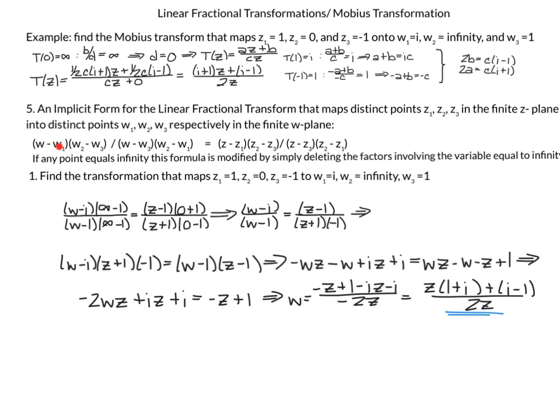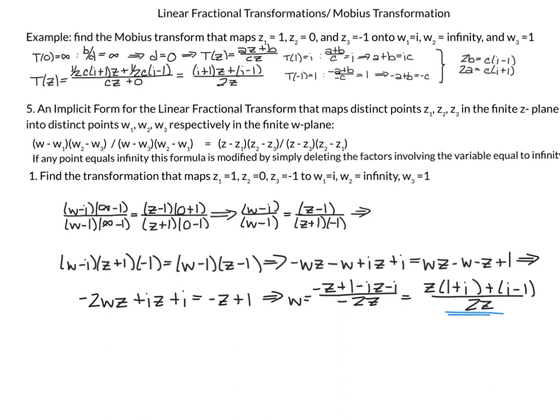So w minus w1, so where's w? w1 is i, so w minus i. Then we have w2 minus w3, so w2 is infinity minus w3, which is infinity minus 1, over w minus w3, so we have w minus 1, and w2 minus w1, again infinity minus i over here. Now we do the other side of the equation, z minus z1, that'll be z minus 1, z2 minus z3, that's going to be 0 minus negative 1, z minus z3, so that's z minus negative 1, z plus 1, and then z2 minus z1, so 0 minus 1.